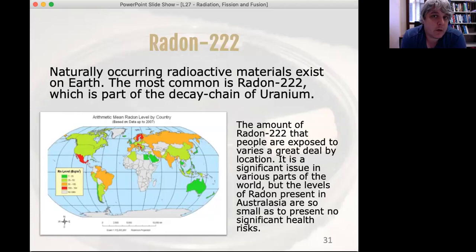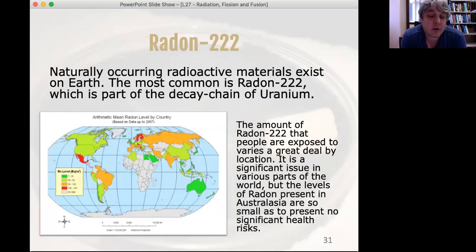But the most common one on Earth, the most common radioactive material that causes risk for humans is radon-222. And that is part of the decay chain of uranium. Remember decay chains from the previous lesson. Part of that is radon-222. The amount of radon-222 that you're exposed to depends on your location on the globe. The amount of uranium in the natural earth formations, and therefore the amount of radon that is present, depends on where you are on the planet.